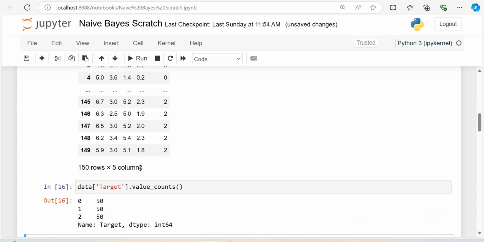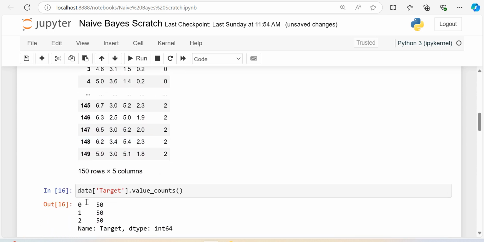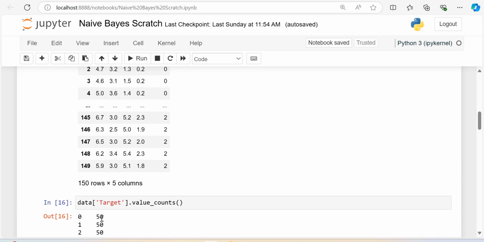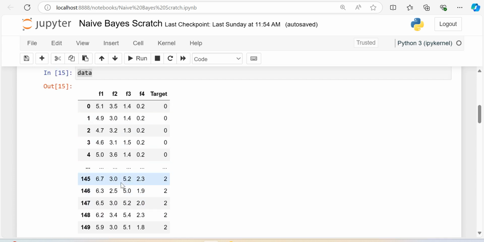If you write value counts here, you can see I have three categories: one is 0, second is 1, third is 2. Every one has a similar number of samples, a total of 150 samples, and all three have the same amount. So basically we need to build a classification model, and in this video we'll try to implement naive-Bayes. First, let's implement naive-Bayes from scratch. We'll write Python code and build a naive-Bayes classifier.